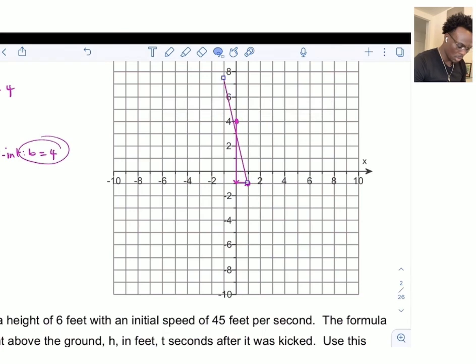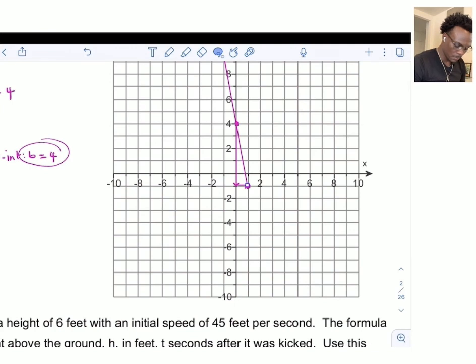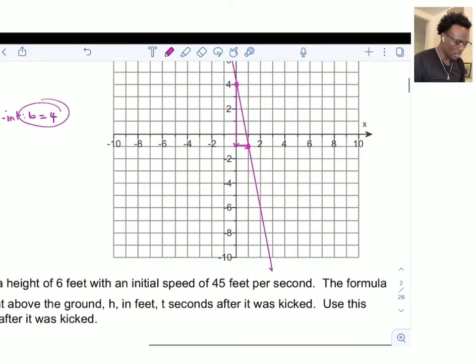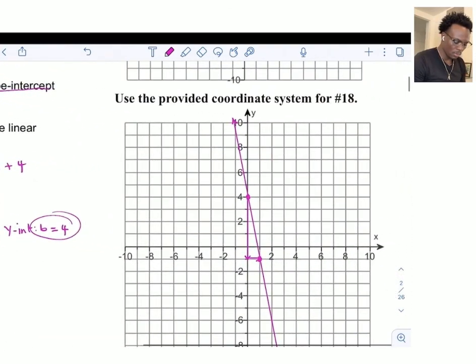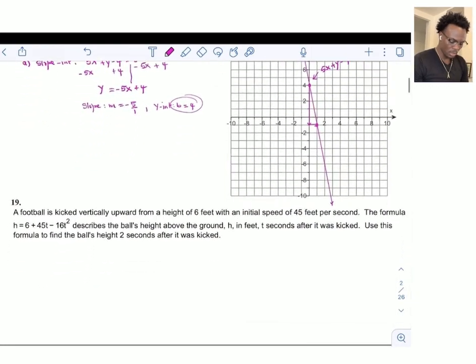Of course, it goes indefinitely both ways. So that's the line 5x plus y minus 4 equals 0. And that was number 18.